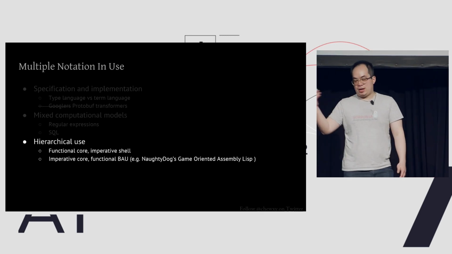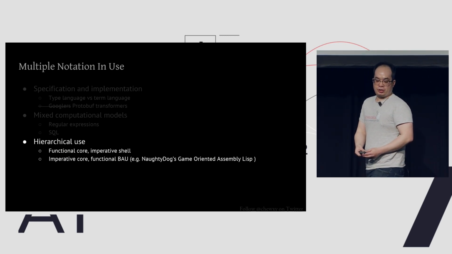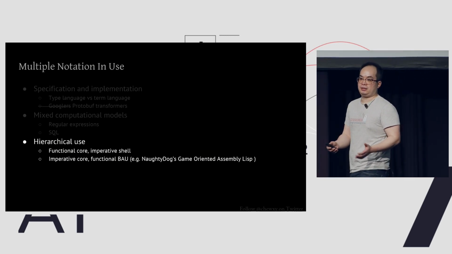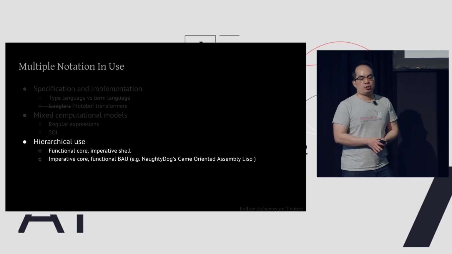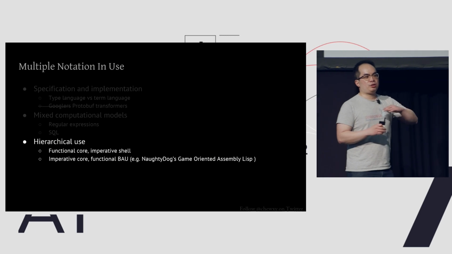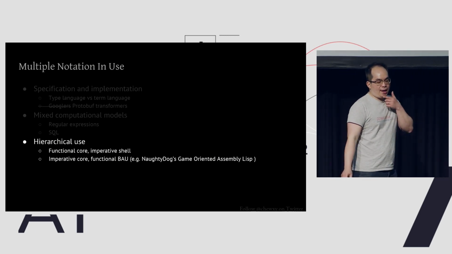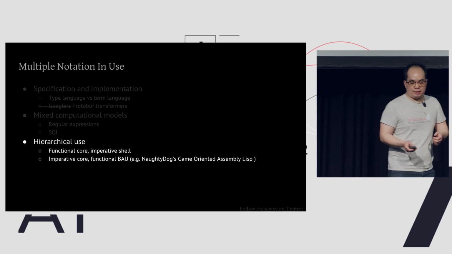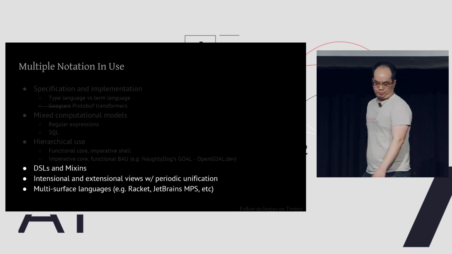The third way that we can use multiple notations is in hierarchical use. Naughty Dog, the game developer of The Last of Us, developed a new programming language called GOAL, which is a Lisp, and it works as a scripting language over the core, which was written in C++. And if you're interested in GOAL, by the way, there's opengoal.dev, which tries to reverse engineer GOAL, and that's pretty cool.